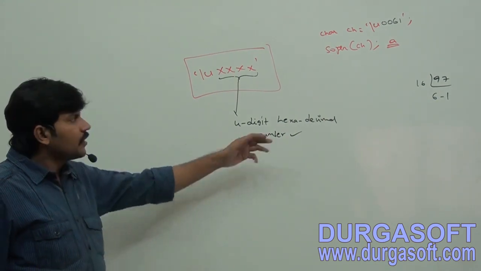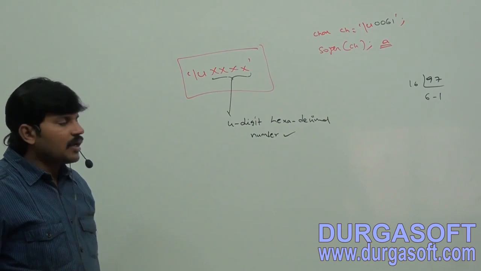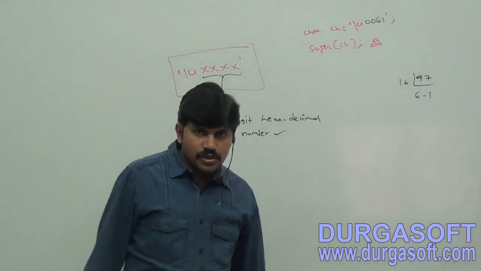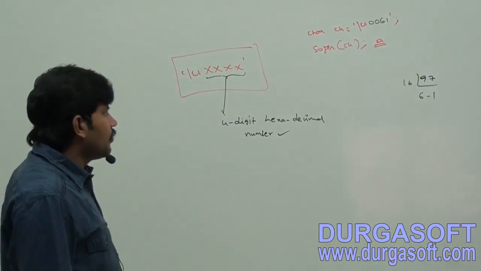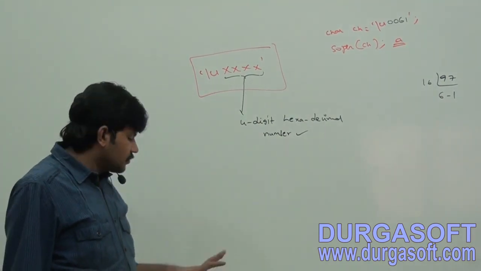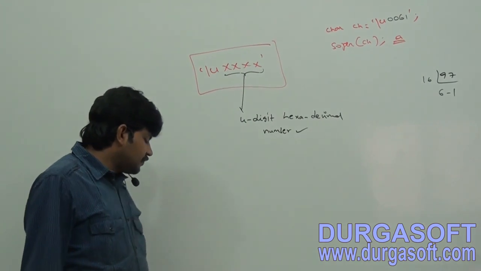Getting right? Next example. Char ch is equal to single quote backslash u 0061 single quote. SOP of ch. SOP of ch itself is the A.